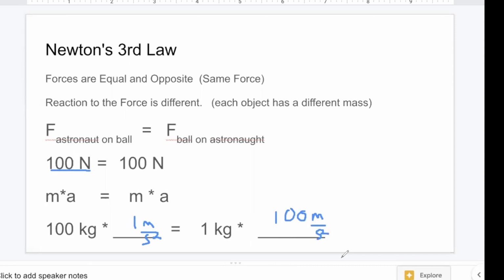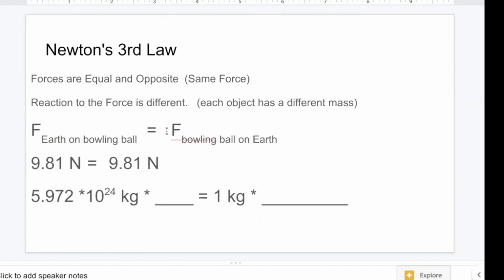Okay? So the force is the same, but their reaction to that force, their acceleration based on that force, is going to be very, very different, okay? So we can have same forces, but very different reactions. So let's look at gravity and the earth. So the earth pulling on the bowling ball and the bowling ball on the earth is the same force, and it's pulling with the same amount, 9.81 newtons. We just calculated that. Okay, but the reaction to that force is very, very different.